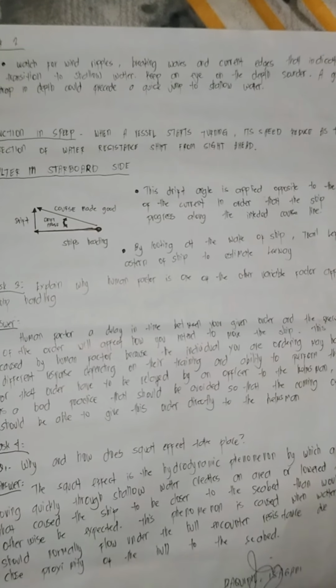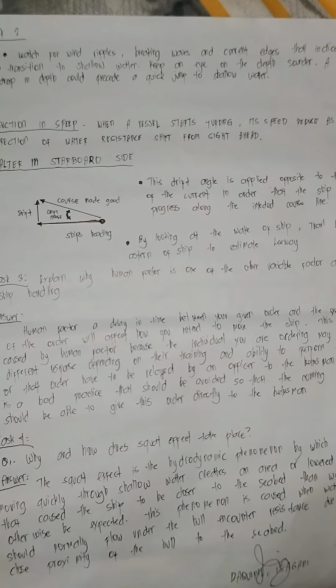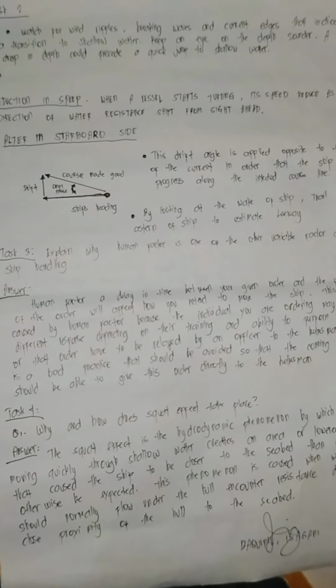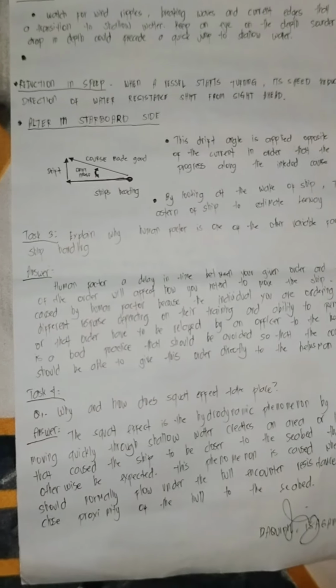This drift angle is applied opposite to the set of the current so that the ship will progress along the intended course line. Look at the wake of the ship, the trail left astern, to estimate leeway.